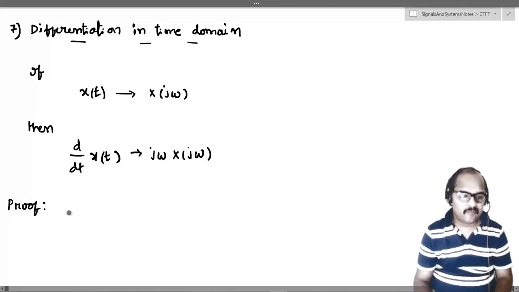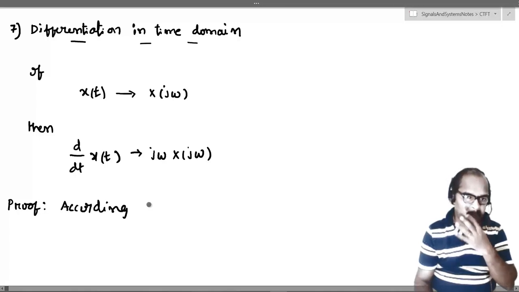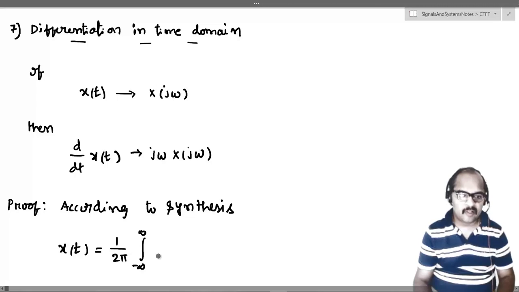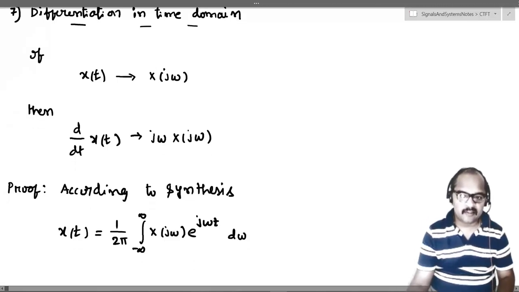Okay, so let us take the help of the synthesis equation. According to the synthesis equation, what do we get? We get x of t is equal to 1 by 2 pi integral minus infinity to infinity x of j omega multiplied with e power j omega t d omega, correct? So this is our synthesis equation.